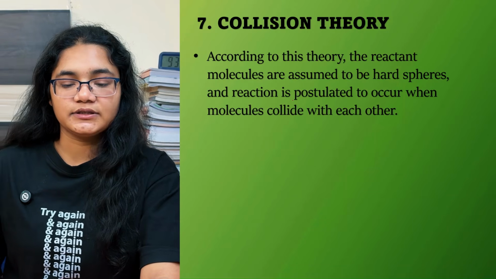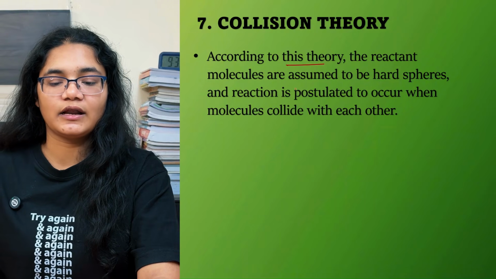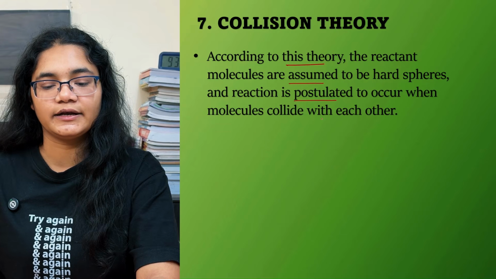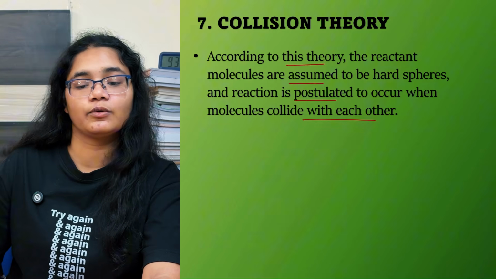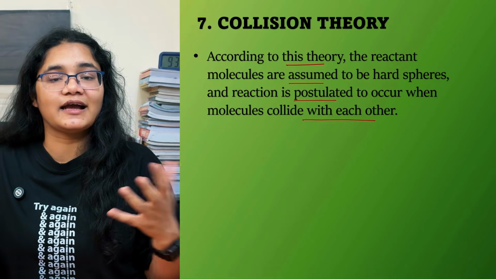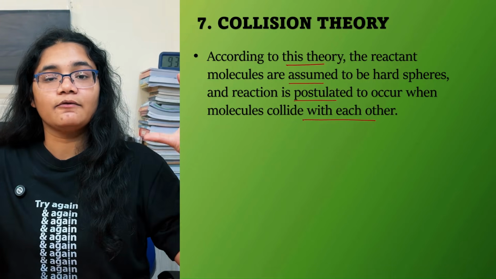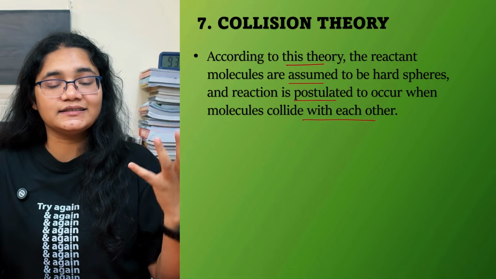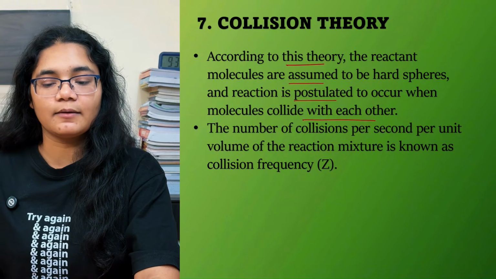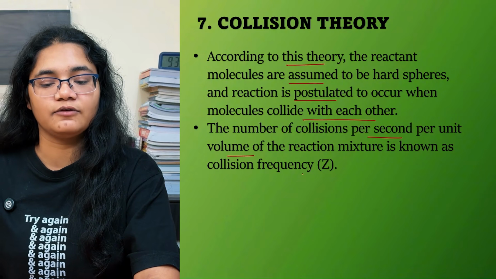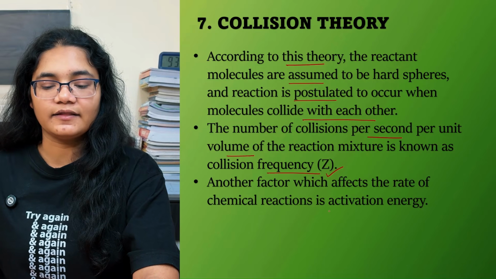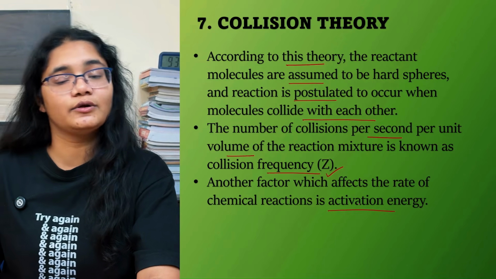Now we have collision theory here. According to this theory, what happens? The reactant molecules are assumed to be hard spheres, and the reaction is postulated to occur when the molecules collide with each other. So collision theory tells how the reaction takes place. It can take place only when two molecules collide, and they consider that the reactant molecules are spherical in shape. The number of collisions per second per unit volume is called the collision frequency and is denoted by Z. Another factor which affects the collision is your activation energy.